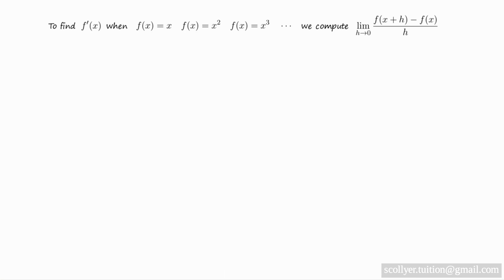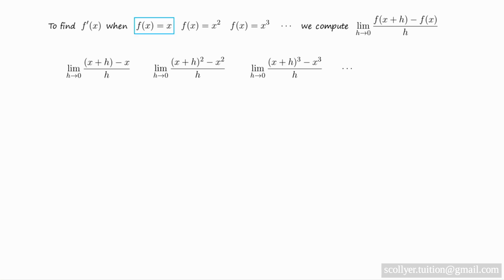If we are finding f dash of x when f of x is a power of x, that is x, x squared, x cubed and so on, we compute, as always, the limit as h tends to 0 of f of x plus h minus f of x over h. That is, when f of x equals x, we compute the limit as h tends to 0 of x plus h minus x over h.